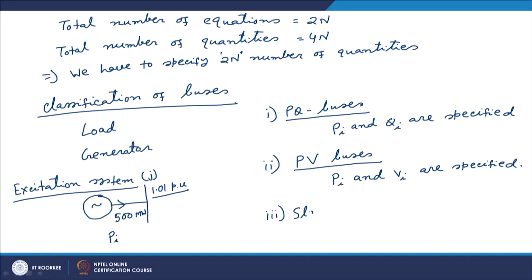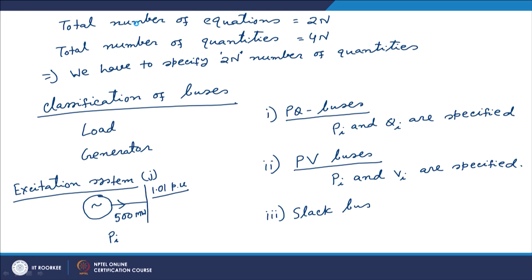Now there is something called a slack bus. Let us understand the need for the slack bus. If we look at this PQ bus as well as the PV bus, at the PQ bus PI and QI are specified, so we have to calculate VI and theta I. And for the PV bus, we are pre-specifying PI and VI, so we have to calculate QI and theta I.